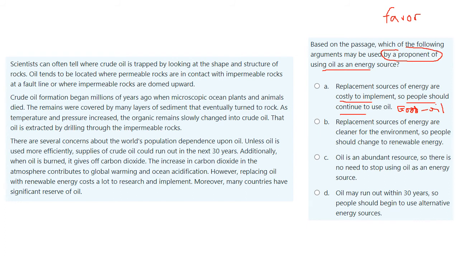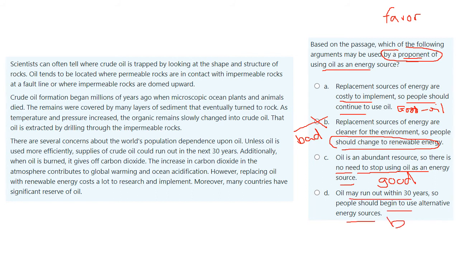B: Replacement sources of energy are cleaner for the environment, so people should change to renewable energy. Changing to renewable energy is bad for oil. That is stopping using oil. So it cannot be B, because we look for a proponent, a supporter of oil. C: Oil is an abundant resource, so there is no need to stop using oil as an energy source. No need to stop. That is good for oil. And then D: Oil might run out, so people should begin to use something else. People should change. That is bad for oil, so take away answer D.